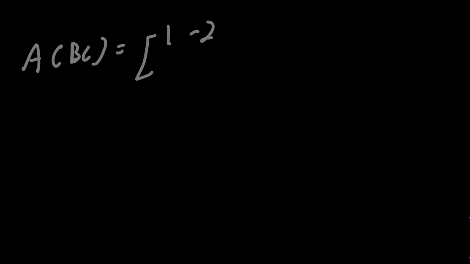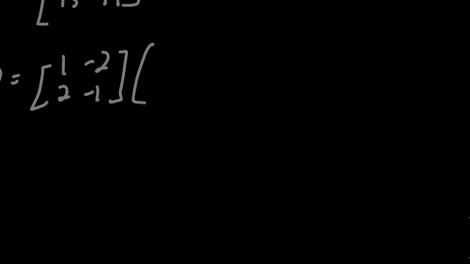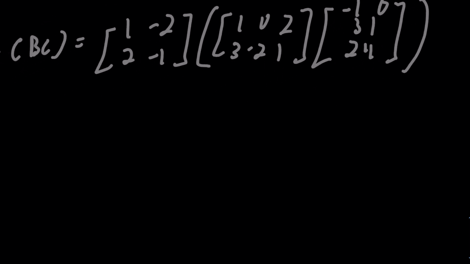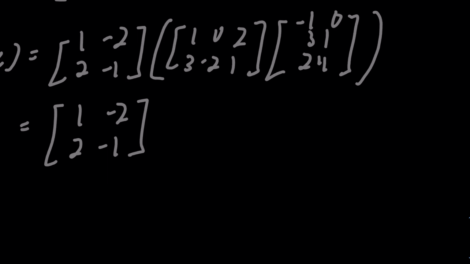And we're going to write down our matrices, including the ones in parentheses, 1, 0, 2, 3, negative 2, 1. And then we're going to finish this one up. Okay. So let's follow the rules of PEMDAS for this one. Let's multiply two matrices within the parentheses, and we should get a 2 by 2 matrix.